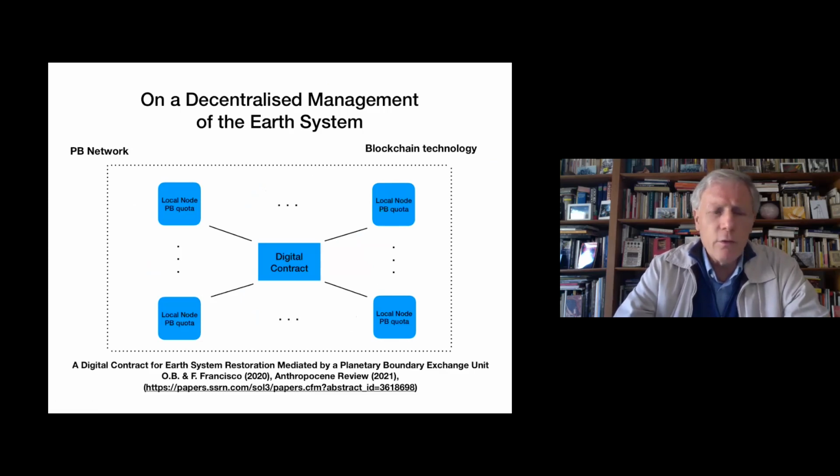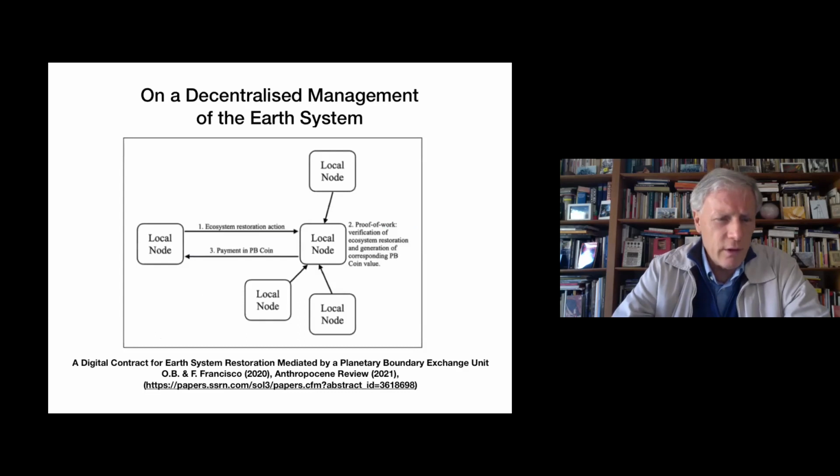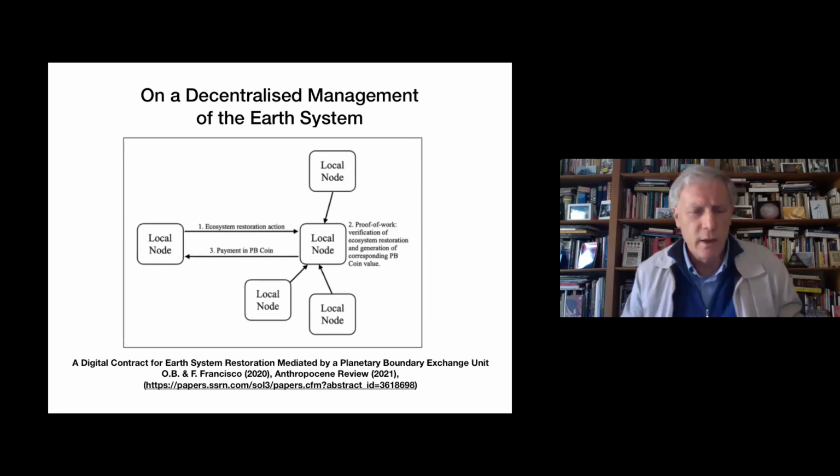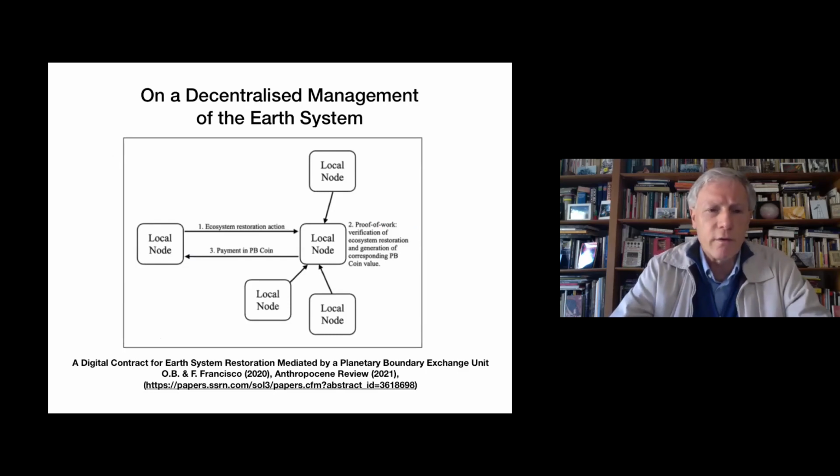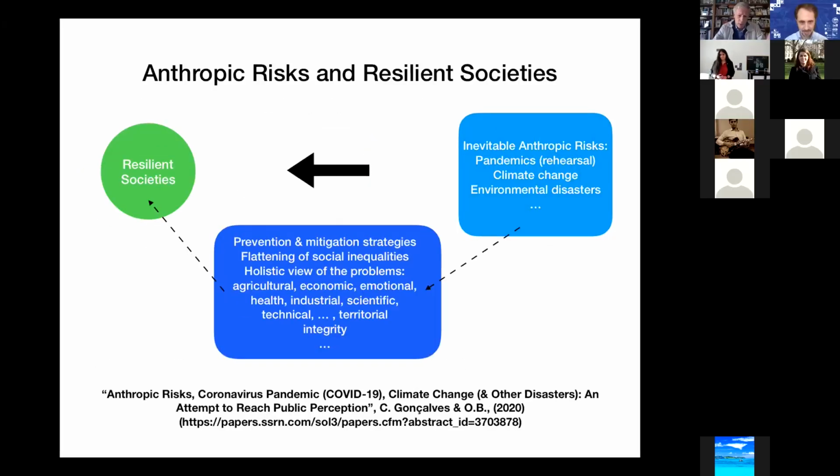And in order to allow them to do that, you should invent a new crypto coin, call it planetary boundary coins, on which all communities would pay a local community that restored the ecosystem through this PB coin. If this PB coin can be converted in real money, so you can buy seeds, you can buy manpower, you can buy expertise to restore an ecosystem. The idea is to stimulate the local communities to go through these digital contracts so that we can restore the ecosystem.